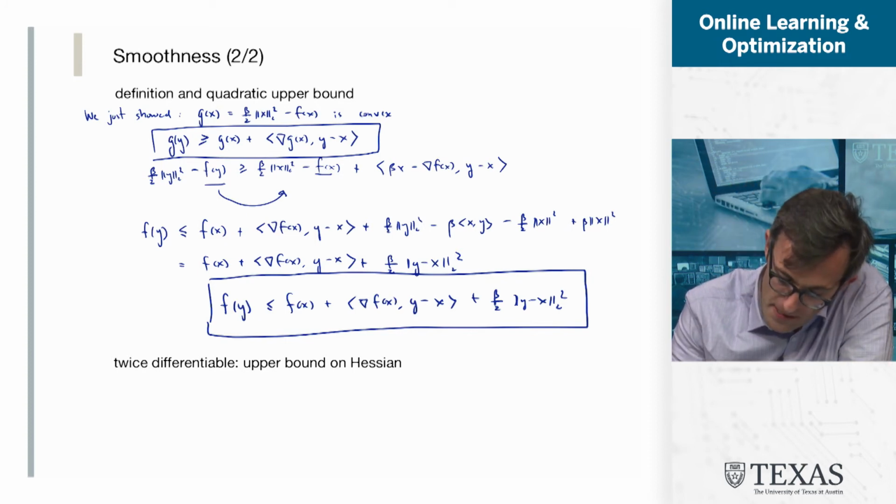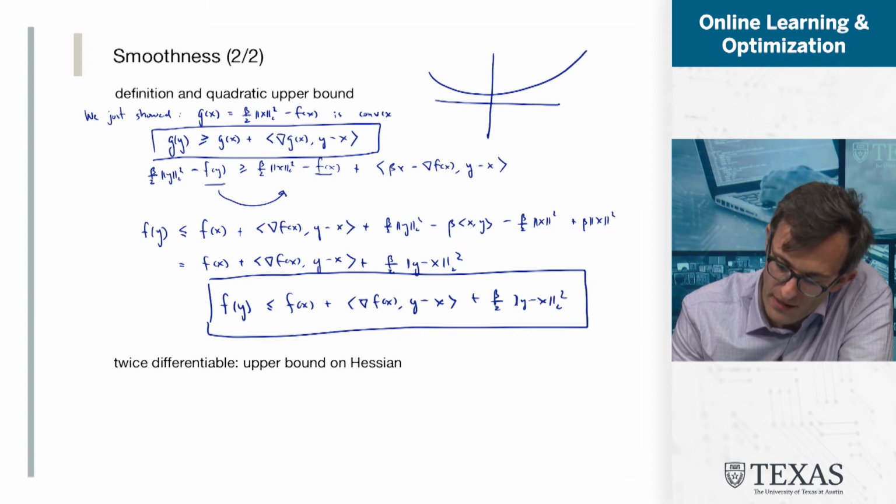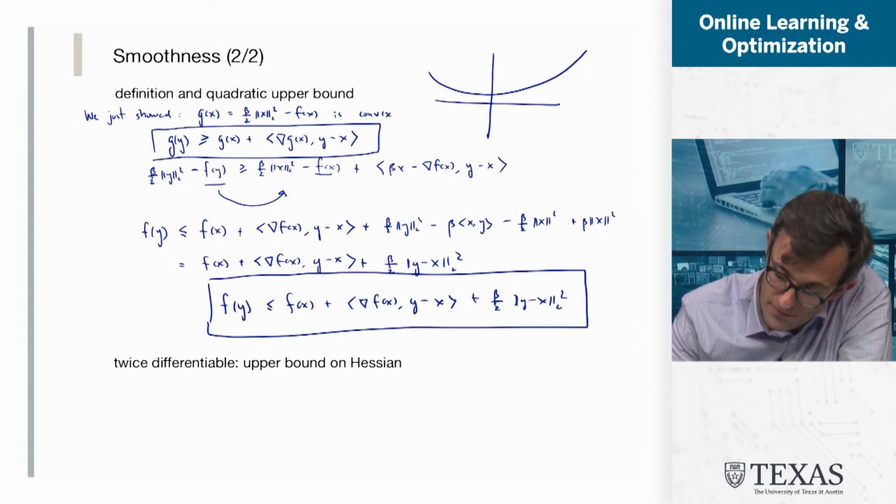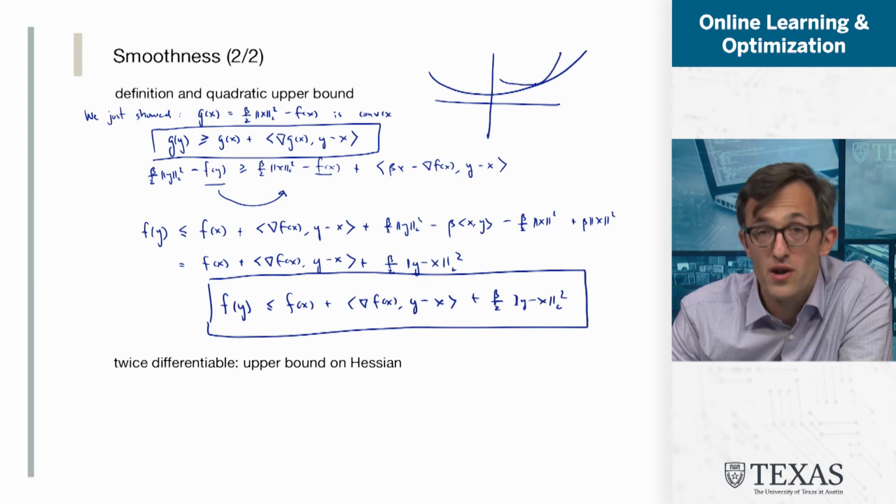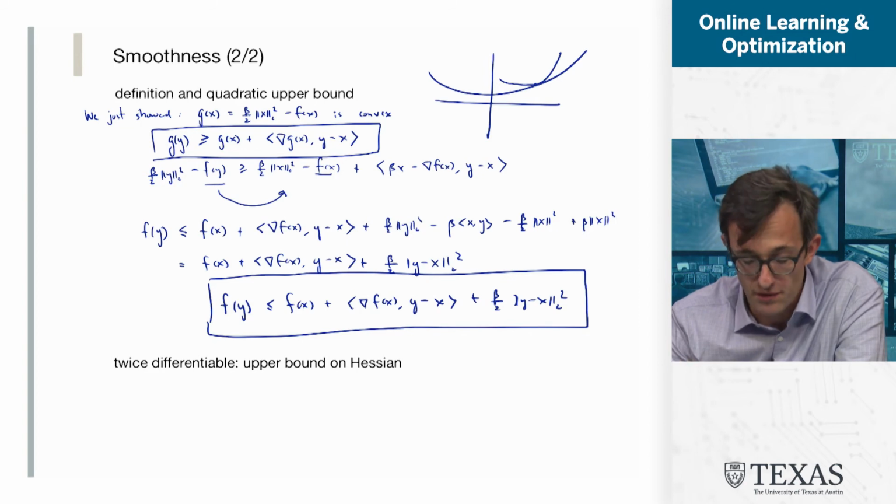So the picture here is that if I have any convex function that's smooth, at any point I can fit a quadratic on top of it. That is basically the definition of smoothness.